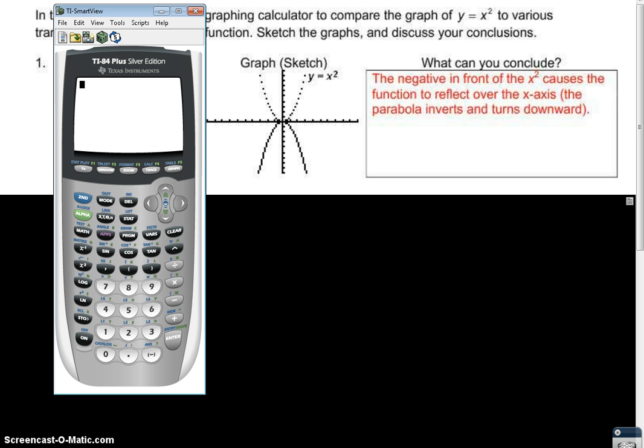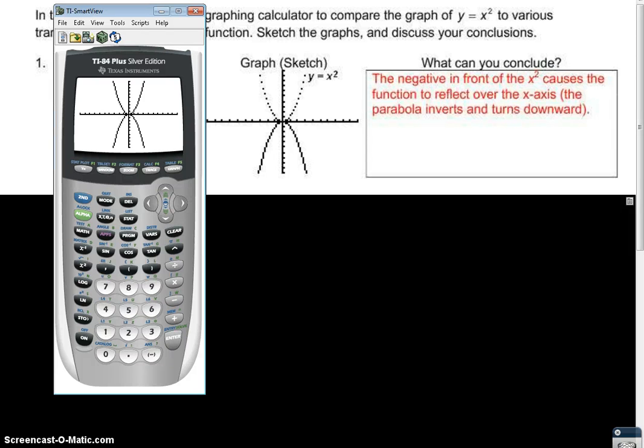Problem number 1 says in y1 I'm going to type in x squared and y2 I'm going to do negative x squared. So we go to our y equals, we make sure everything is cleared out. In y1 I'm going to type in x squared. In y2 I'm going to type in negative x squared. And then I want you to hit graph. What you should notice is that my calculator matches the sketch of y equals x squared and y equals negative x squared.